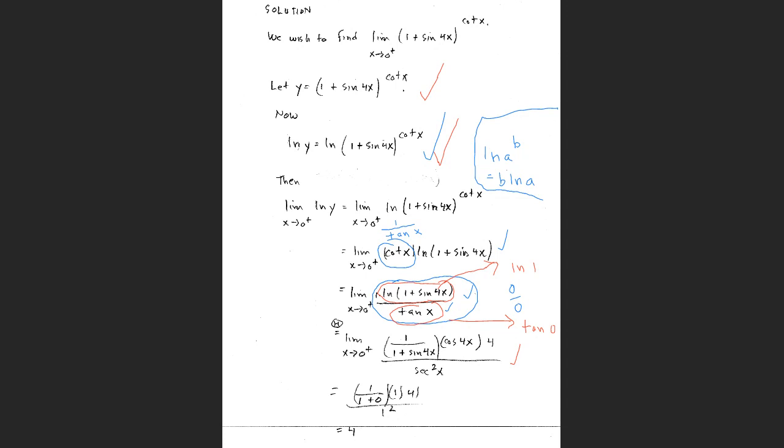Chain rule on the top, and the derivative of the tangent on the bottom is secant squared. Okay. And now we can put in x equals 0 and evaluate that. And when we do, we get 4. Absolutely amazing. Please let me know if you have any questions.